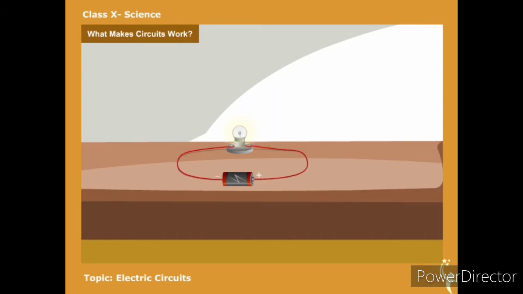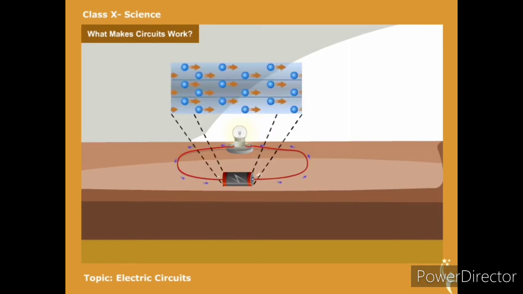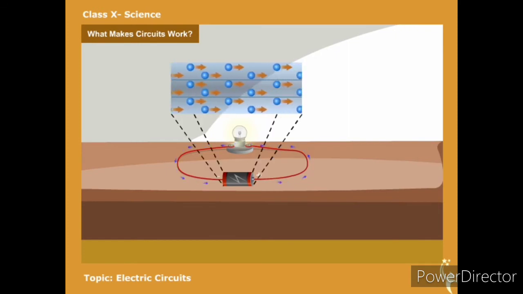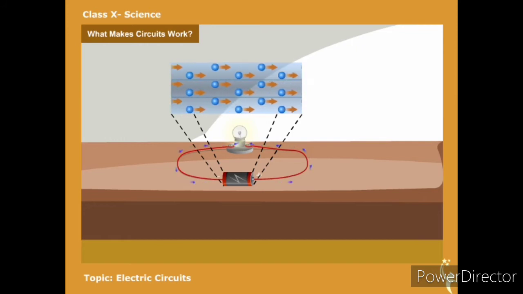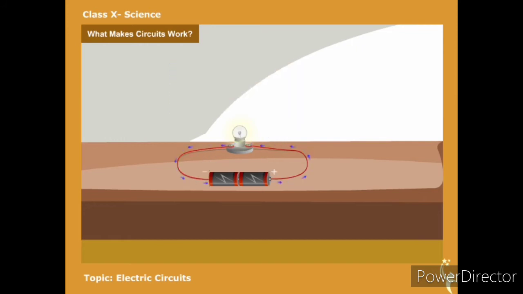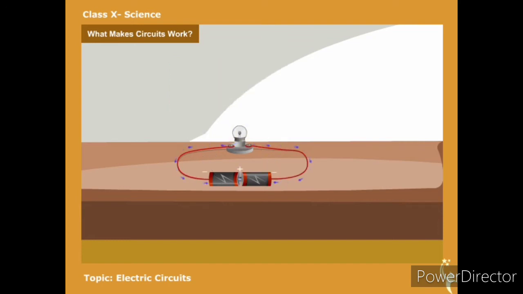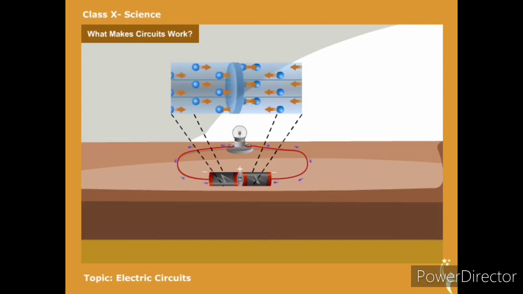Let's see why the way in which the cells are arranged is important. When a cell is connected in a circuit, the electric current starts flowing. That is, the electrons continually flow from the negative terminal to the positive terminal of the cell. The same thing happens if two cells are included in the circuit. If the cells are facing in opposite directions, then the electrons go one against the other and the current does not flow.